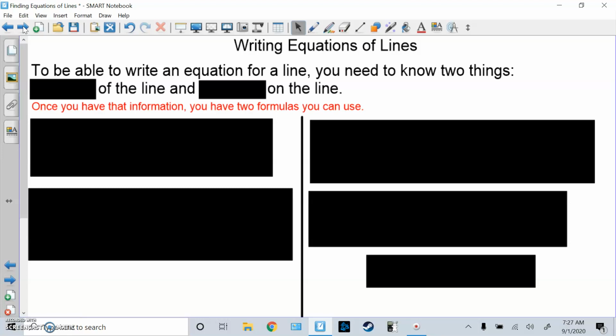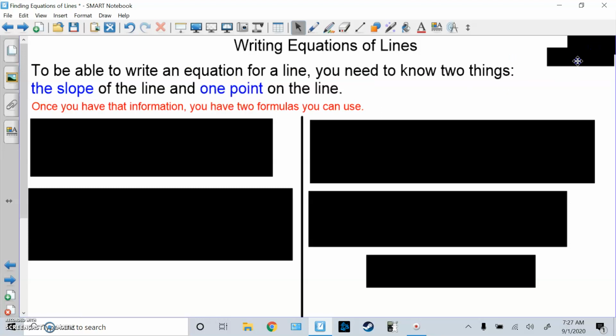Alright, now that you know parallel and perpendicular, we can now write equations. To be able to write an equation for a line, you need to know two things. You need to know the slope of the line and one point on the line. Once you have that, there's two formulas.